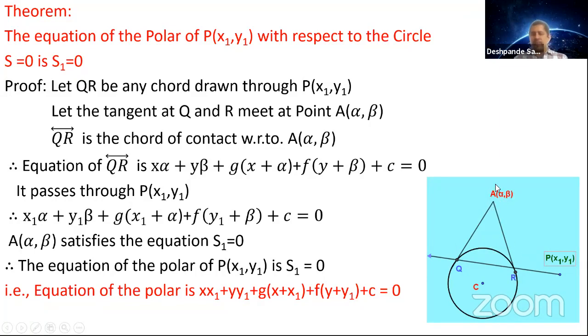Then again you get another point. So this point is a variable point. A(alpha, beta) is a variable point. So in place of alpha and beta, you can replace with x and y. So you get x1 x, or you can simply write x x1. Then you get y1 y or y y1. g times (x1 plus x), so you can write as g times (x plus x1). f times (y1 plus beta), beta you can replace with y here. So f times (y1 plus y), or f times (y plus y1), just exchange the places, then plus c is equal to 0. So have you understood this, children, here? So the equation of polar is S1 = 0.